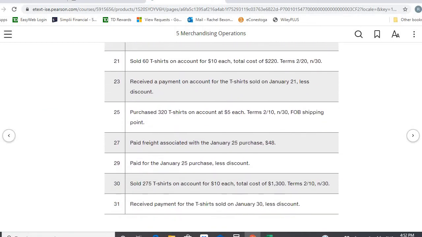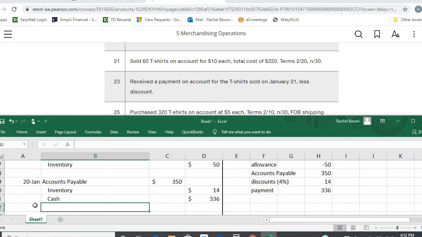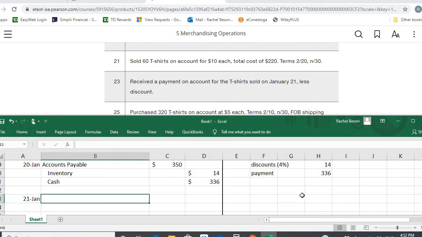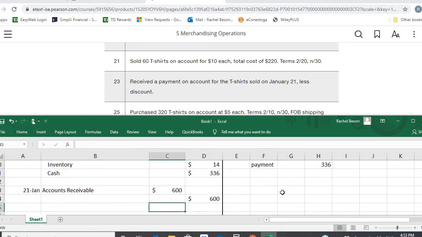Then, on the 21st, we have another transaction. We sell 60 t-shirts on account for $10 each. And then we've also been given the cost. Whenever you see total cost, what they're telling us is how much the value of the inventory was. The sale is based on the price that we sell it for. So we know that this is on account, so we're going to say accounts receivable, our asset, goes up by the amount of the sale. It was 60 t-shirts times $10, which means it's a $600 sale, and we record that as revenue.